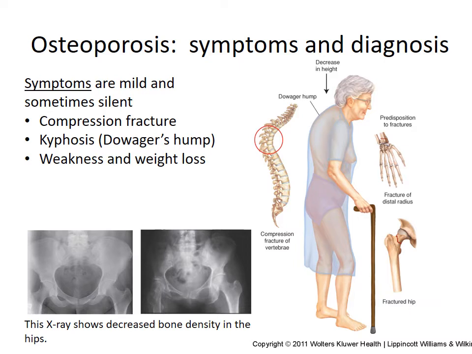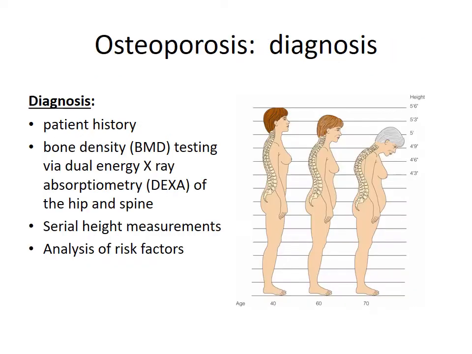So you can definitely see in this x-ray, here is a normal x-ray of the hip, and you can see the decreased bone density. So how do we diagnose it? Well, we can look at patient history, but one of the main things is the bone density testing. This is done primarily in women or in men with risk factors, again, after menopause, using dual energy x-ray, I can't say that, a DEXA scan of the hip and spine to assess bone density. In addition, when you go to the doctor and they measure your height and weight every time, they would be looking at decreasing height and then determining whether you have additional risk factors.